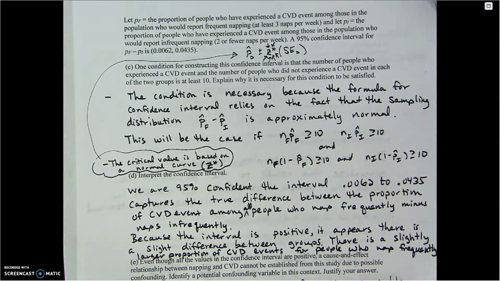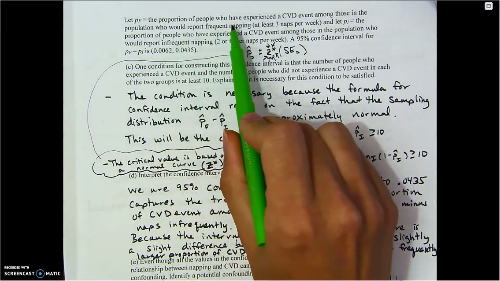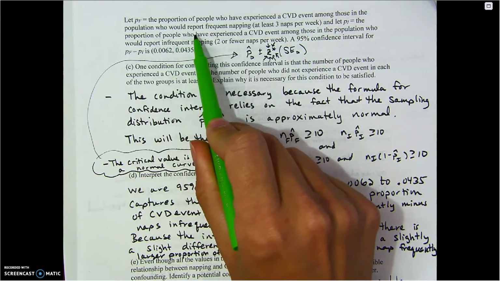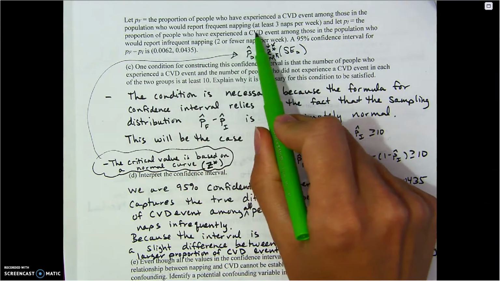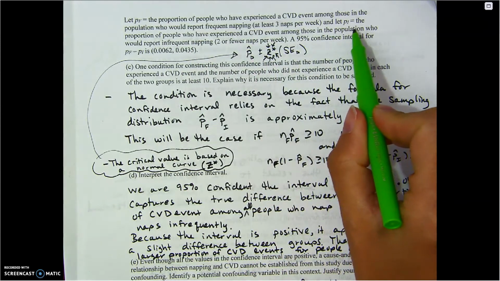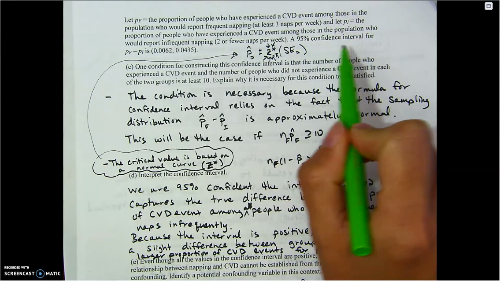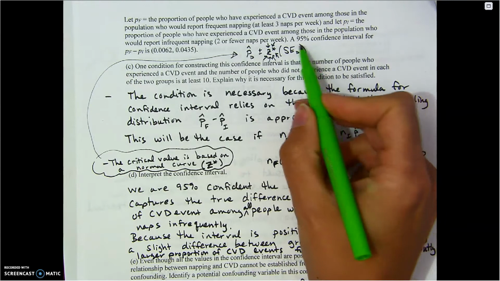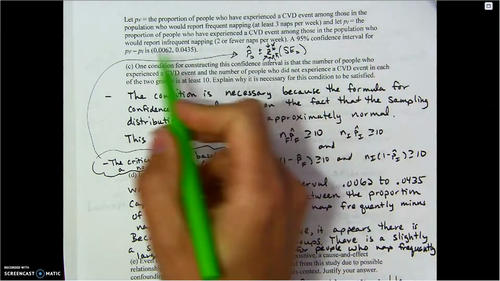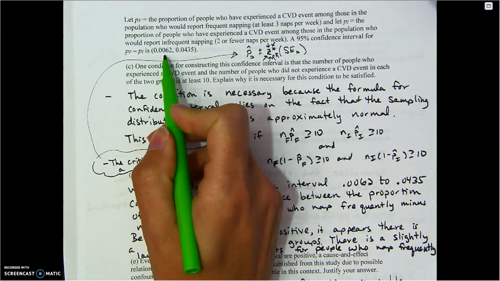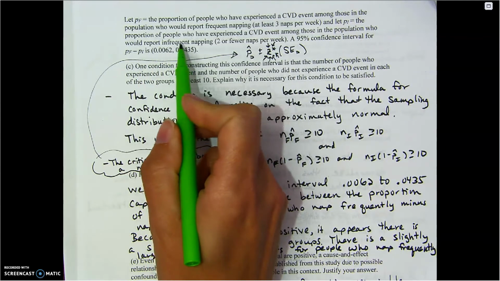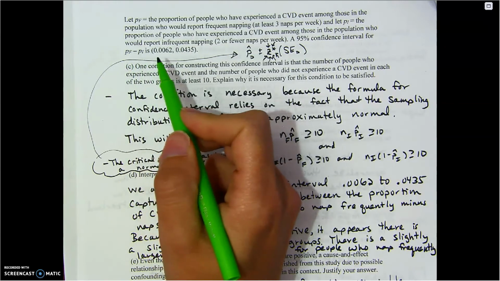All right, so P of F is going to represent the proportion of people who have experienced a CVD event among those in the population with frequent napping. P of I is going to be infrequent napping. So we have frequent and infrequent. The 95% confidence interval has already been calculated, 0.0062 to 0.0435. Again, the AP exam does not expect you to have a TI calculator.